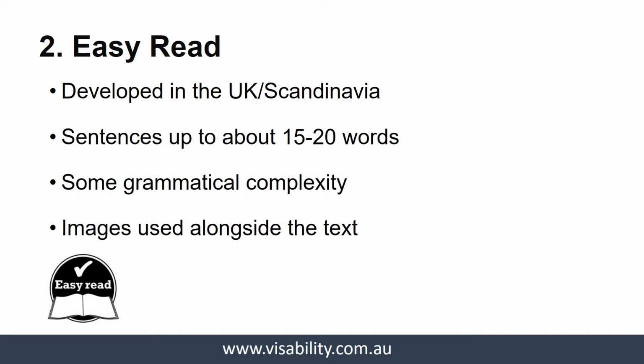Images are used alongside the text, sometimes to the left, sometimes to the right, and there may be use of coloured borders. There seems to be a fairly standard logo, which is a solid coloured circle, usually blue or black, overlaid by a white tick, the words easy read, and a blank open book. My view is that easy read is more like plain language with images.